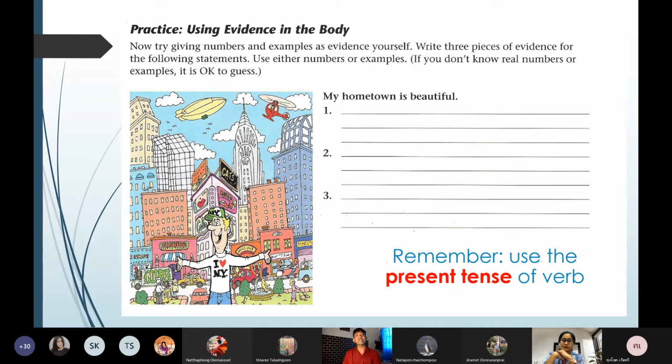Another, number two, let's give you an example. My hometown is beautiful because it has many tourist spots. Tourist spots like, for example, you have temples. For example, we're talking about Phitsanulok. We have Wat Yai as a temple. We have also the other temples, or the Chinese temple in Wangthong. Another tourist spot we have in Phitsanulok, we have very good falls.